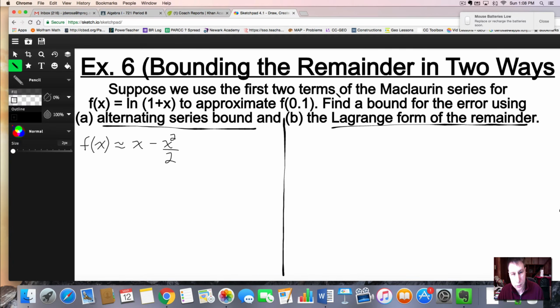Okay. Now, we don't actually care what the f of 0.1 is. That's not the purpose of this problem. The purpose of this problem is to figure out, well, what would be a bound for the error of this series?